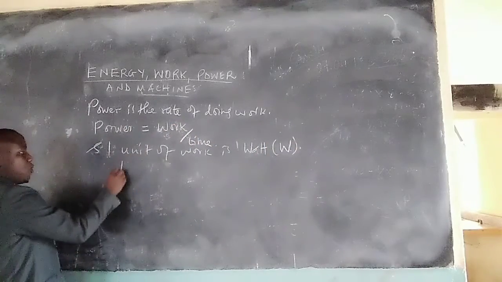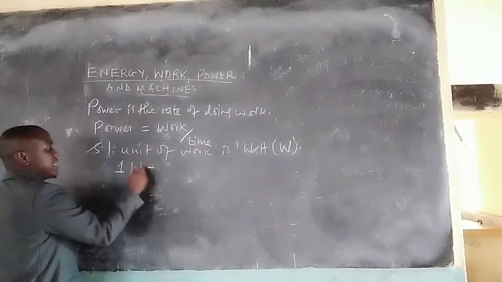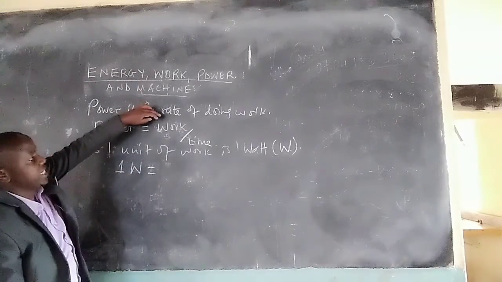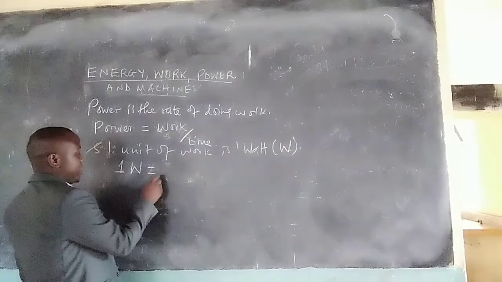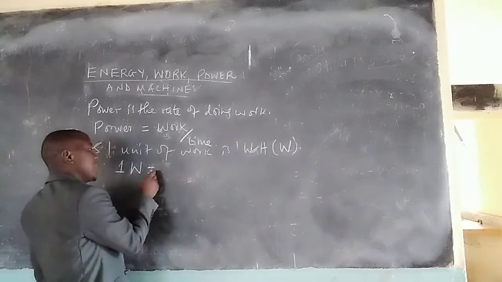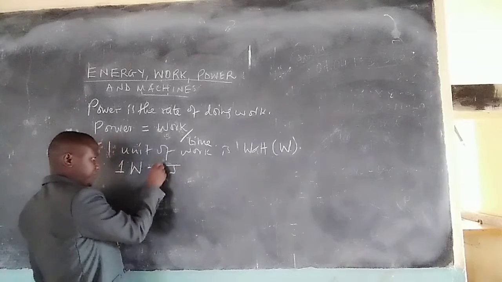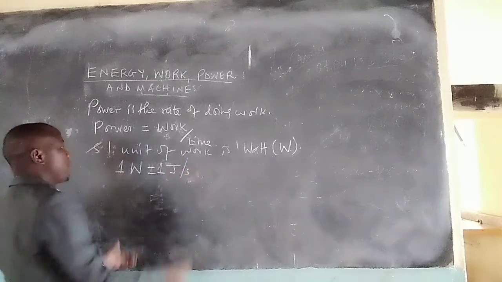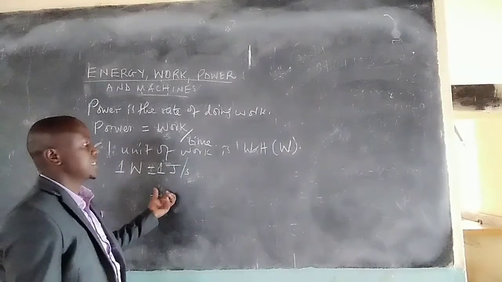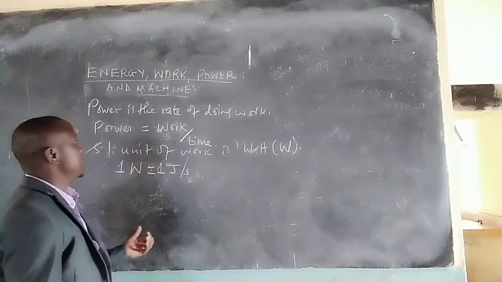And this means 1 watt is equal to, because work is in joules and time is in seconds, 1 joule per second. So 1 joule per second equals 1 watt.